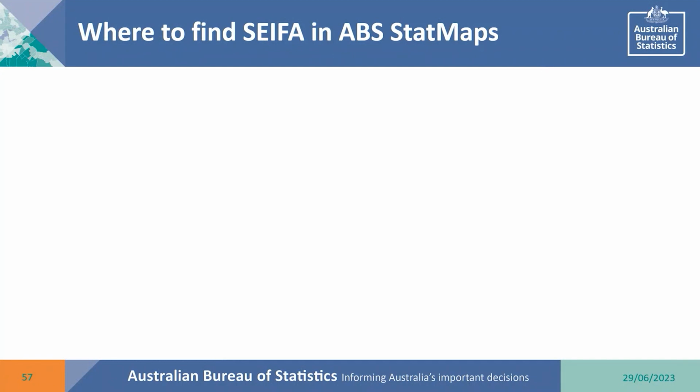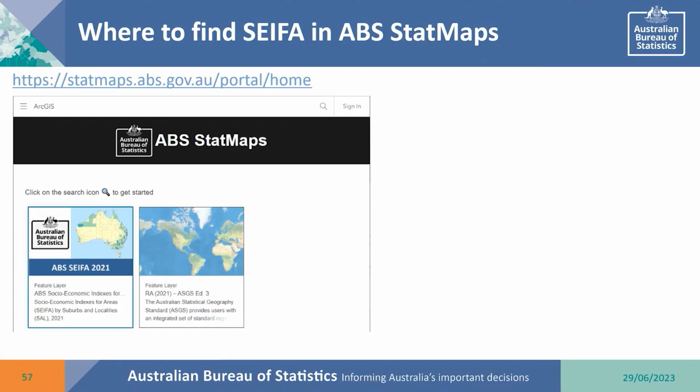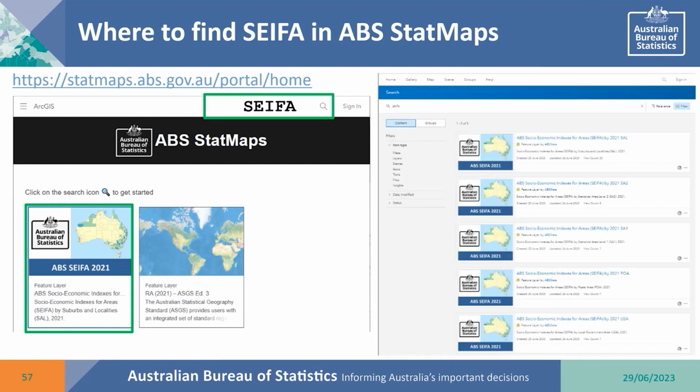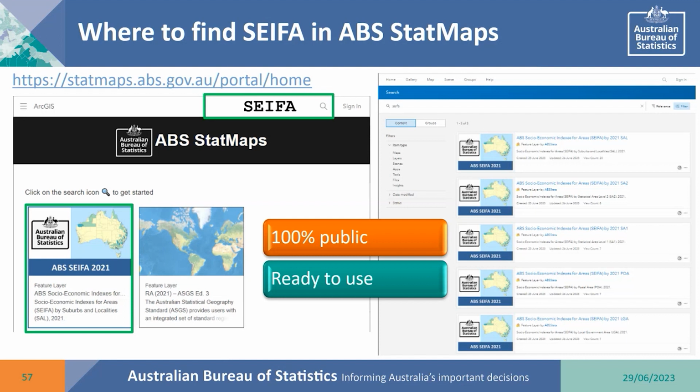Where to find SEIFA in the ABS StatMaps? SEIFA is part of the numerous public web services available on our new ABS StatMaps ArcGIS Enterprise platform. SEIFA for suburbs and localities is featured on the home screen, but if you search for SEIFA, you'll find all 5 geographies available there. SEIFA web services are 100% public and they're ready to use right now.